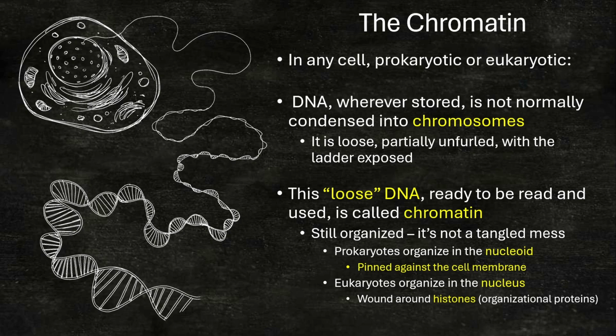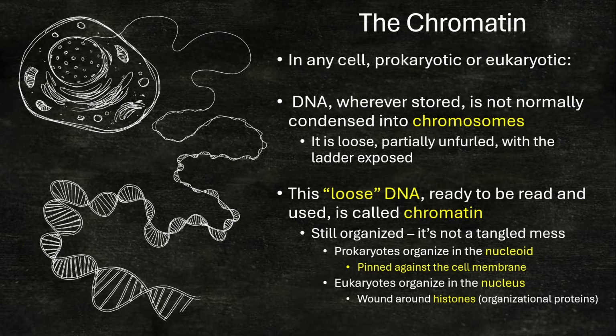It's still organized, though. I don't want to give the impression that it's totally disorganized here. It's no tangled mess. It's organized in specific ways. And prokaryotes and eukaryotes actually do this organization quite differently. So in a prokaryote, prokaryotes will organize their DNA in the nucleoid region, and actually it's partially pinned against the cell membrane, and that really helps keep it in some kind of order.